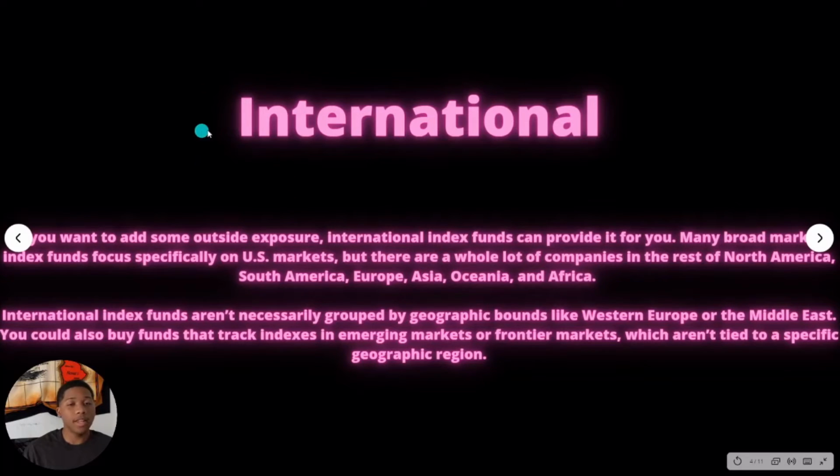So the next type of bond is the international bond. An international bond is basically you're investing in bonds that are outside of the US. So China, Japan, those types of bonds, France, Europe. If you want to add outside exposure, international index funds can provide it for you.